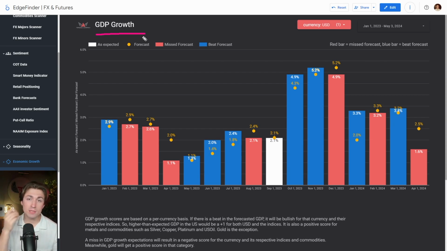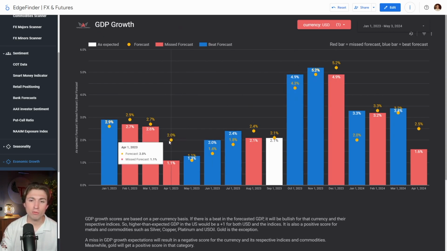If the US economy is growing at a rapid pace, that's generally going to be positive for stocks. And if the GDP is declining, that's going to be bearish. So what we've done here, as you can see, the yellow line is the forecasted value for the GDP number. And then the column is either blue or red based on whether or not it beat or missed on those numbers.